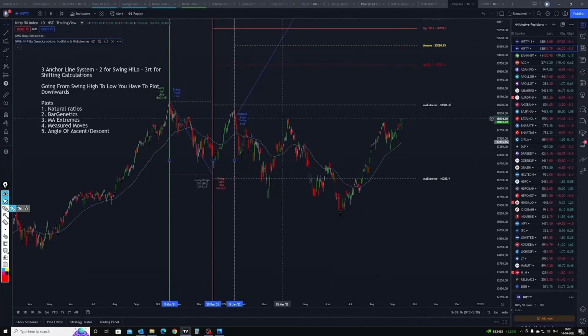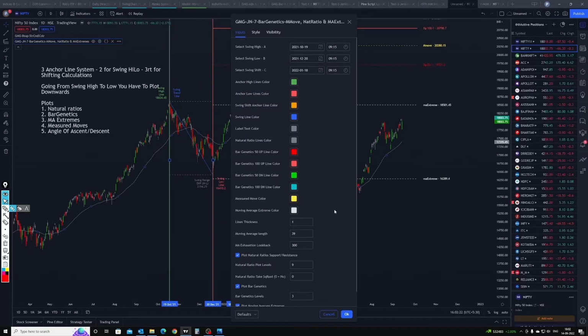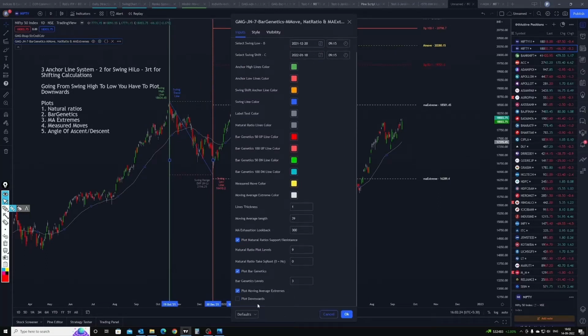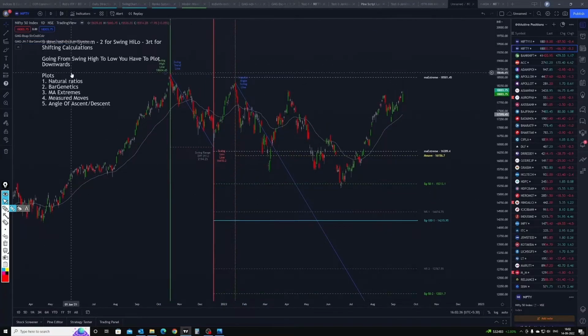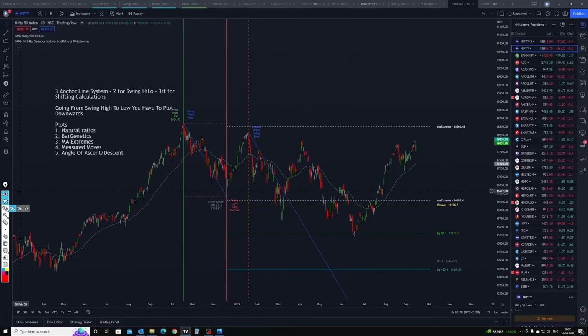By default, calculations are being made upwards in this particular indicator. So what you have to do, you have to select the indicator setting, and there's an option over here at the bottom of this setting, plot downwards. You have to select this one. So now everything is plotted downwards. So this thing you have to take care of.